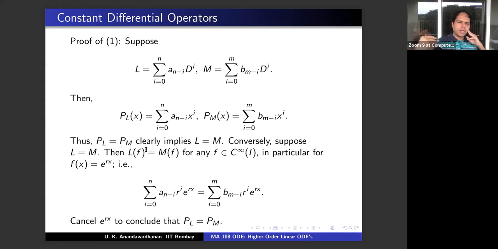And in particular, you take the function to be e power Rx as R varies. And you would have concluded summation a_{n-i} r^i is summation b_{m-i} r^i for every r. And therefore, as polynomials, they are equal.